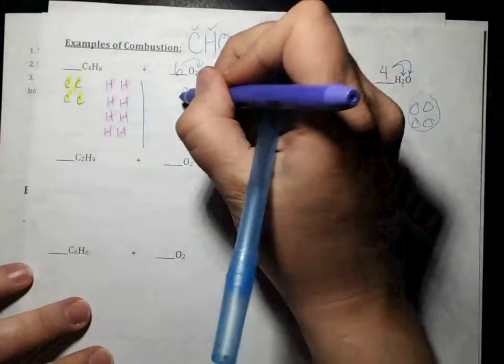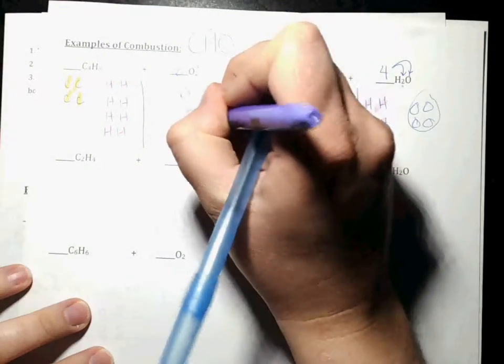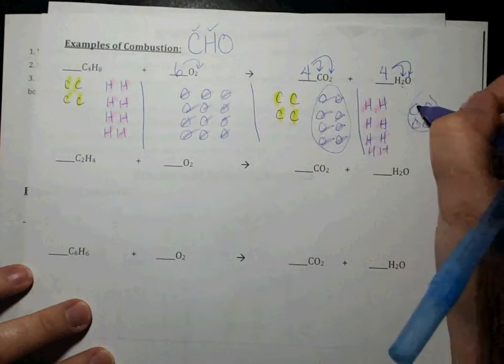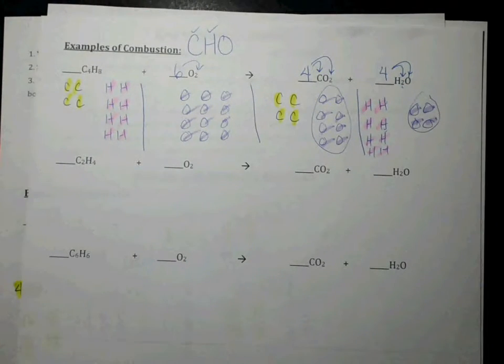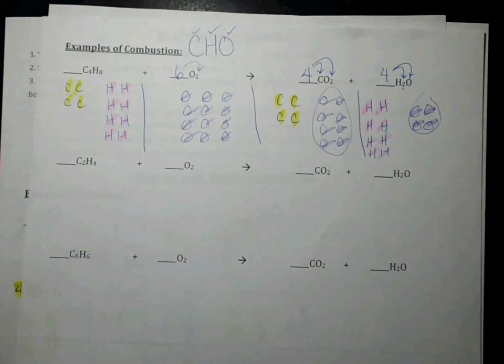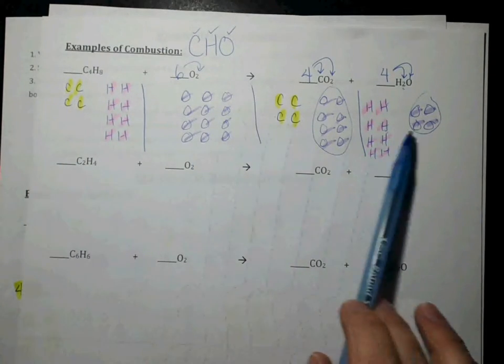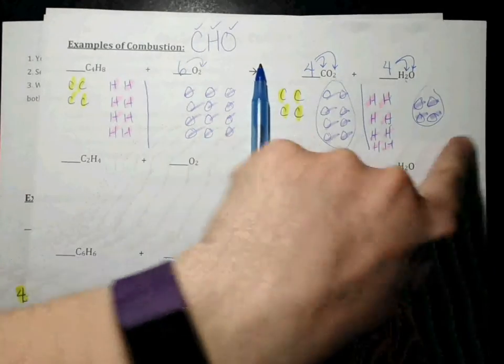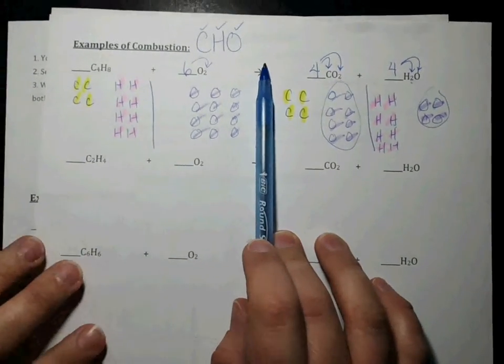And I can count it off: 1, 2, 3, 4, 5, 6, 7, 8, 9, 10, 11, 12. All my oxygens are equal, all my hydrogens are equal, all my carbons are equal. I have balanced the equation. I have the same stuff on the left side total as what I have on the right side total. This is a balanced equation.